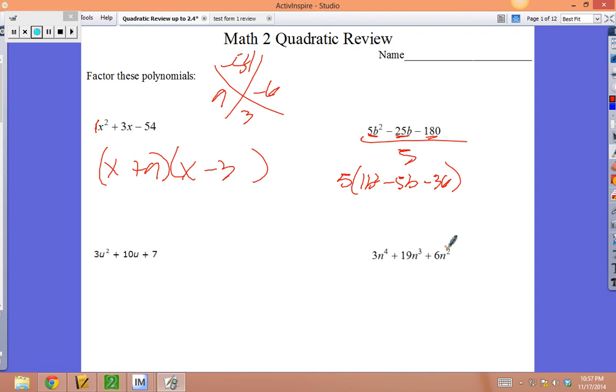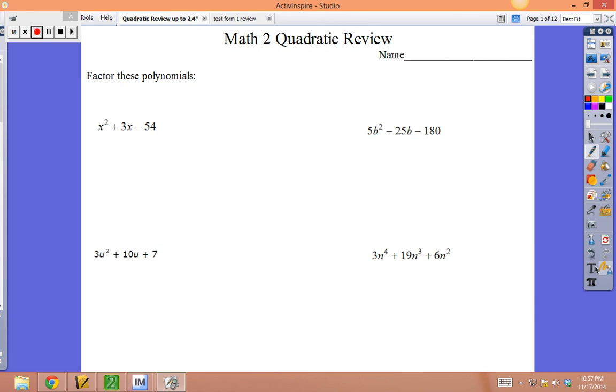Okay, now this part is as easy as the first part. So what is going to multiply and give you a negative 36 and add and give you a negative 5? So you start going through the factors of 36, and you've got to come across a 9 and a 4. So it's got to multiply to give you negative 36. One's got to be negative, one's got to be positive. This time the 9 is going to be negative, the 4 is going to be positive, because a negative 9 and a positive 4 is a negative 5. So your final answer is going to be 5(b minus 9)(b plus 4).